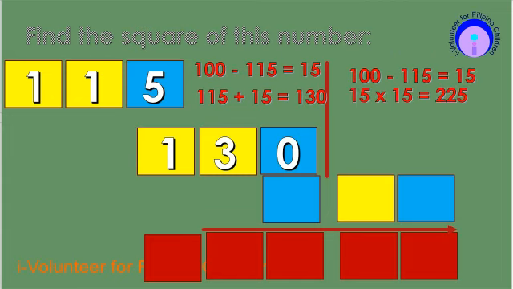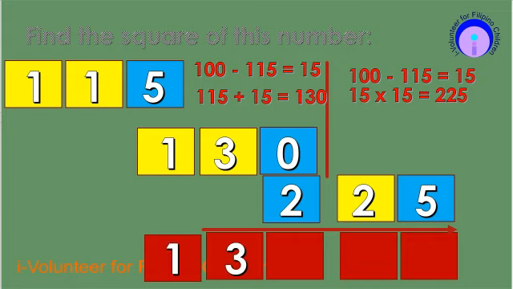On the other side, we will compute for the square of 15, which is 225. We will write 225 under the hundreds place. Now, we will get the final answer. Final answer is 13,225.